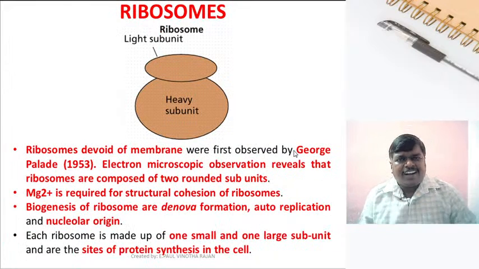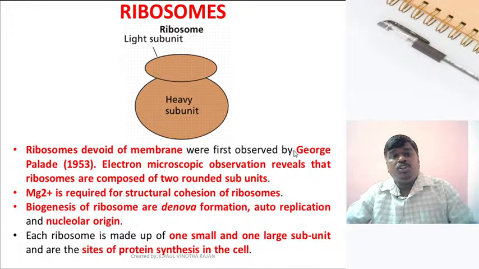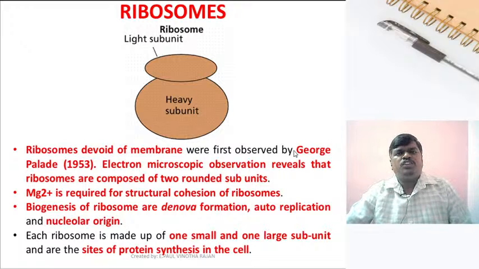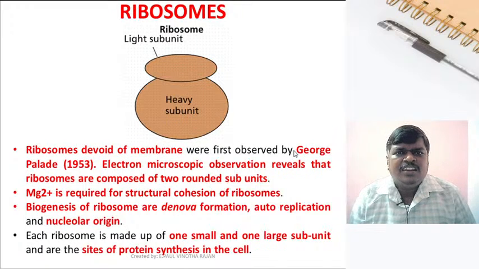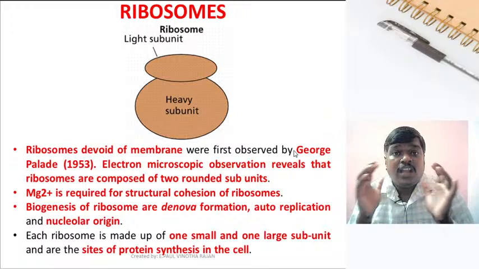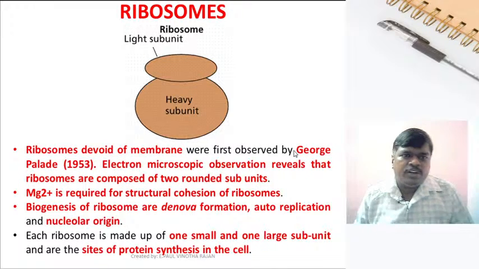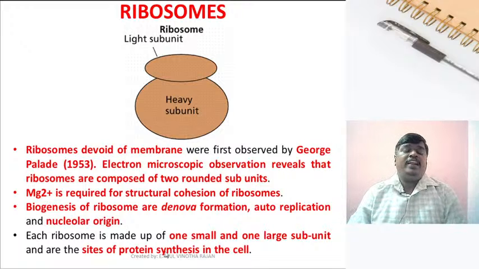The next organelle is called ribosomes. Ribosomes are organelles without any membrane. This was first observed by George Palade in the year 1953. In the electron microscope view of cell organelles, they identified that ribosomes consist of two units, one large subunit and one small subunit. And for the attachment of the large subunit and small subunit, Mg2+ ions play an important role.